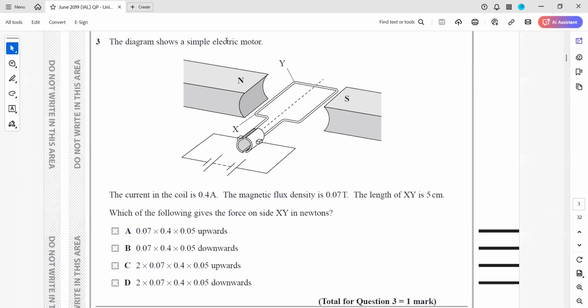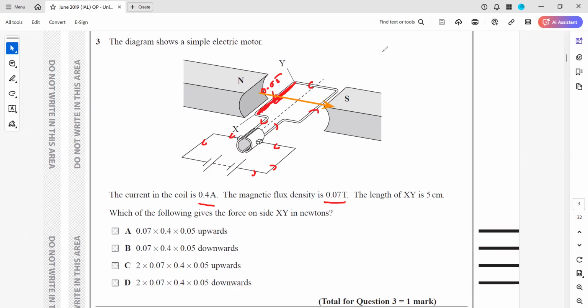This shows a simple electric motor, with a current of 0.4 ampere and a magnetic field of 0.07. The length of XY, like this section, is 5 centimeters, 0.05 meter. And it is perpendicular, 90 degrees, to the magnetic field.